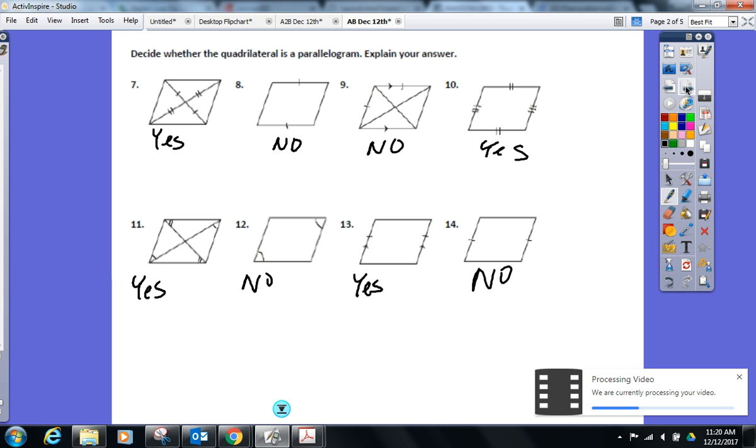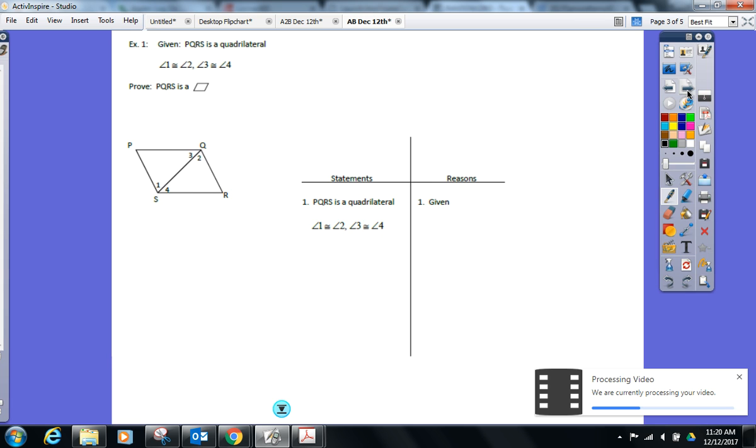Can we do it in a proof now? All right, let's do this. I'll give you guys time to mark your diagram, set everything up. And I'll warn you guys ahead of time, multiple ways of completing this.